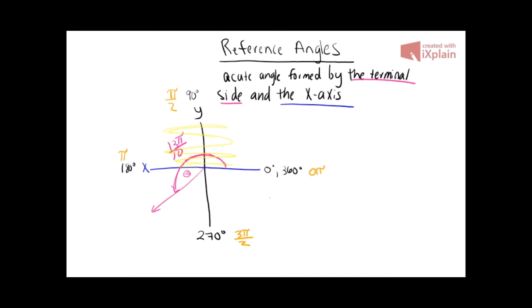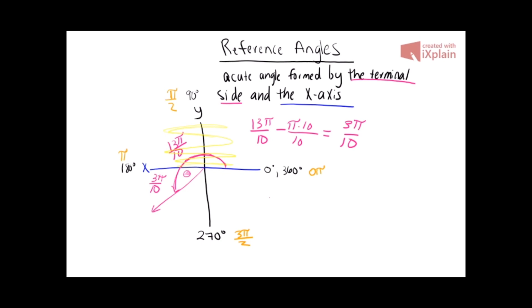So we need to take our 13 pi over 10, and we need to subtract that pi from it. And we still need to get common denominators, so we still need 10 over 10. So 13 pi over 10 minus 10 pi over 10, and we get 3 pi over 10. And so our reference angle is going to be 3 pi over 10.